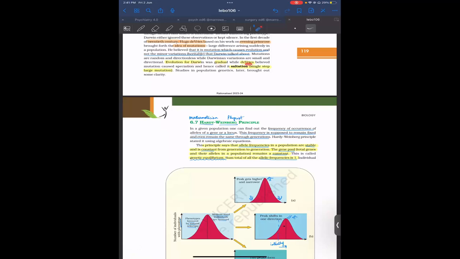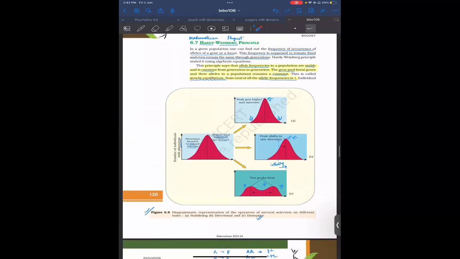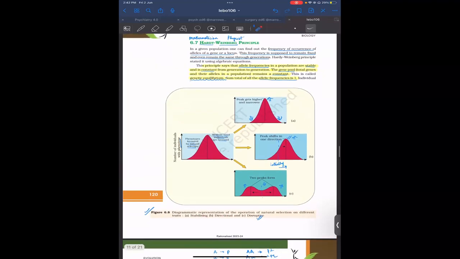For de Vries, it was saltation, that is single step large mutation. Then comes the Hardy-Weinberg principle. They explain that natural selection leads to three things, that is stabilization, directional, and disruptive changes. What does the Hardy-Weinberg principle say?